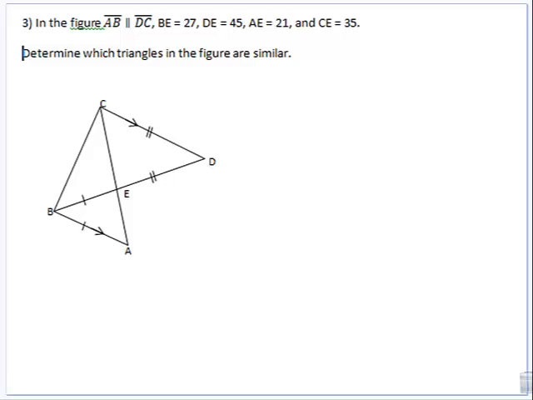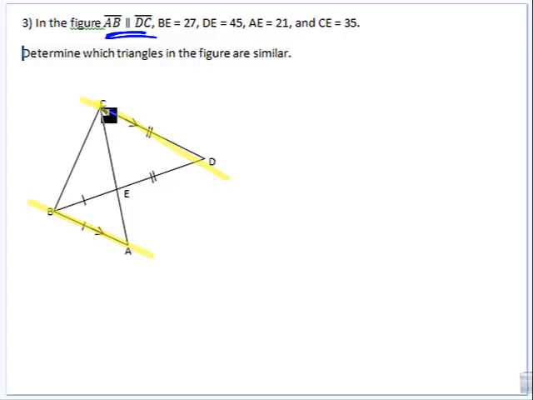Now, when we have parallel lines, what do we know about our diagram? Parallel lines mean something are congruent. What are congruent when we have parallel lines? So here, CD and AB are parallel.